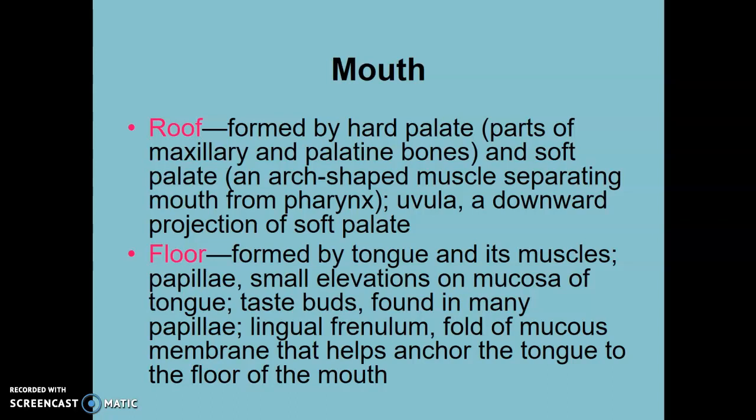Now, the floor of the mouth is formed by the tongue and all the muscles associated with the tongue. The tongue itself, or lingua, right, is basically a bunch of muscles. The tongue itself has papillae. We'll look at a picture of this in a minute. The papillae are these small zigzags, these elevations that look kind of like this. And the papillae exist on the mucosa of the tongue, which means that is a tissue that makes mucus, right? Within the papillae, you'll find taste buds.